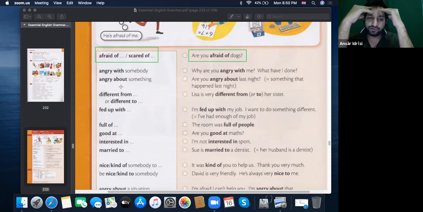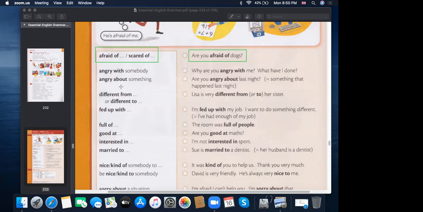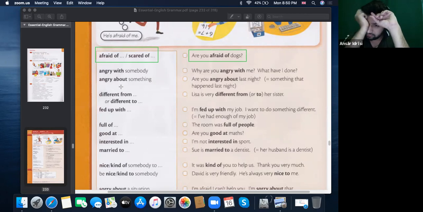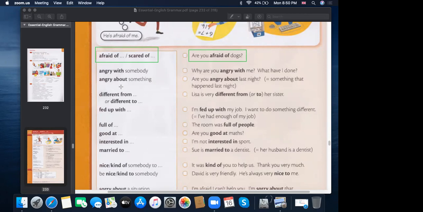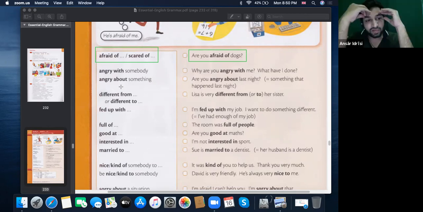Afraid of. मुझे डर लगता है उससे. Afraid of. किससे डर लगता है? I'm afraid of lizards. I am afraid of police. He is afraid of clever people. I am afraid of murders. I'm afraid of clever people.